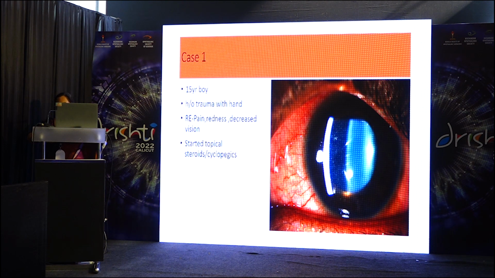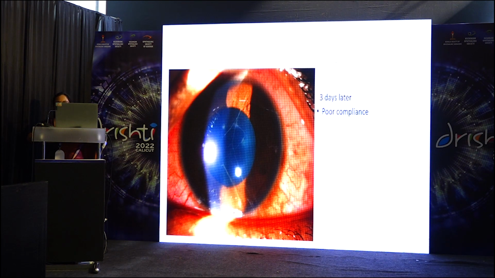There are no investigations required. This patient was started on topical steroids and cycloplegics. He came back to us after 3 days. He had gone to school and stopped all his medications. Now, you have an eye which has a few fibrinous membranes in the anterior chamber. This patient was then admitted, started on oral and topical steroids, and he's doing well.